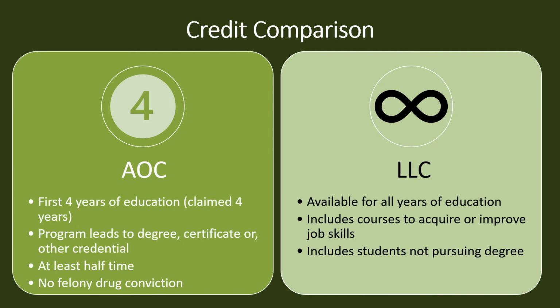Continuing on with our comparison, again, as we talked about before, American Opportunity Credit, first 4 years of education, claimed for only 4 years. And the student needs to be in a program that leads to a degree, a certificate, or other credential. They have to be a student at least half-time, and the student cannot have had a felony drug conviction. The lifetime learning credit, on the other hand, is available for all years of education, and it includes courses to acquire or improve job skills. And this can include students who are not pursuing a degree.